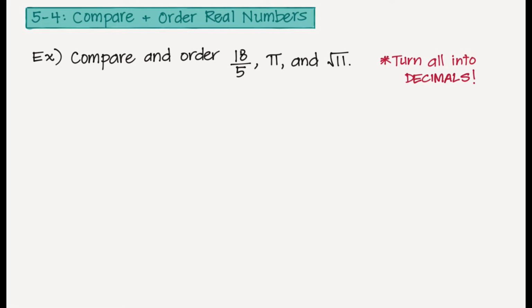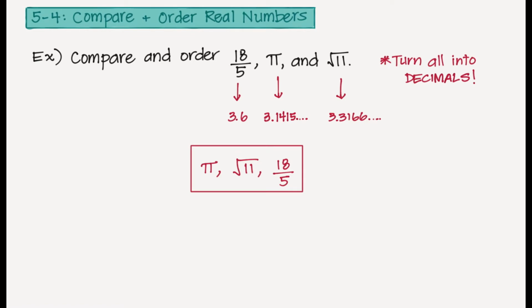For instance, 18/5 is the same as 3 3/5, which is 3.6 as a decimal. Pi is a never-ending decimal, but if I put it in my calculator, it would be 3.1415 and continue on. Radical 11, again, I would only know this from my calculator, and it would be 3.3166 and so on. So now that I have all three of these in decimal form, I can easily compare them so that I know which is the smallest and which is the biggest. And I could say in order, they would be pi, radical 11, and then 18/5.